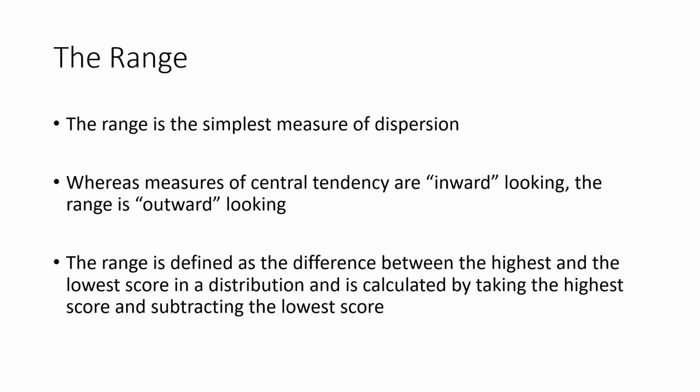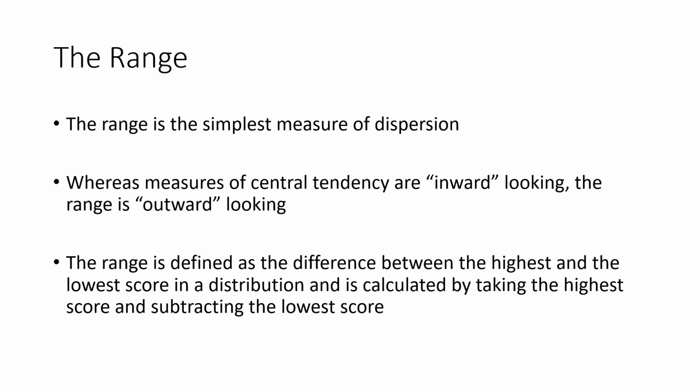Now, the simplest measure of dispersion is what we refer to as the range. It is extremely simple. It is easy to calculate and easy to comprehend. So the range is defined as the difference between the very highest and the very lowest score in a distribution. And the range is calculated by taking the highest score and simply subtracting it from the lowest score.